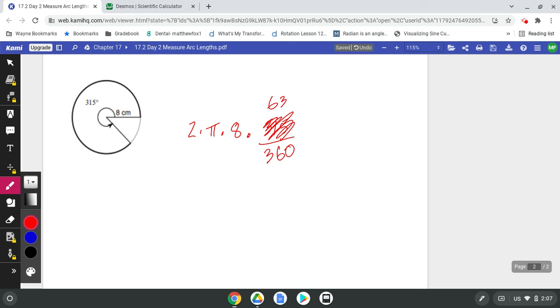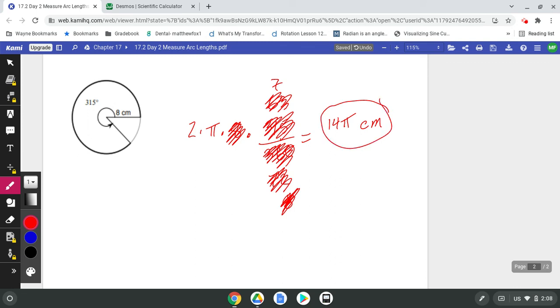And it would go into 360 72 times. At this point, 9 is going to go into 63 7 times. It's going to go into 72 8 times. You might notice there's an 8 here and an 8 there. We can cancel those. We're left with a 2, a pi, and a 7 on top, so 14 pi. If you want, you can put that over 1, or you can just leave it as 14 pi. Centimeters is our label, and we are done.